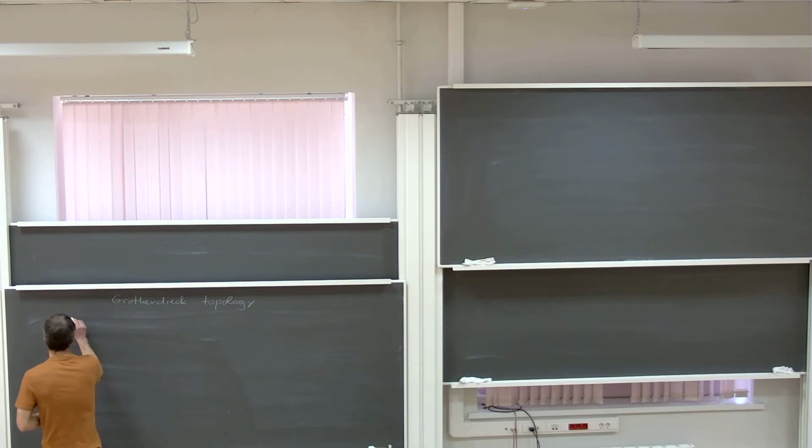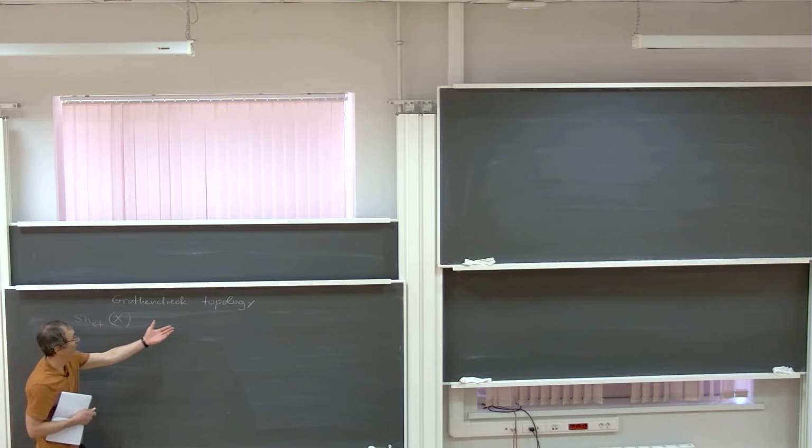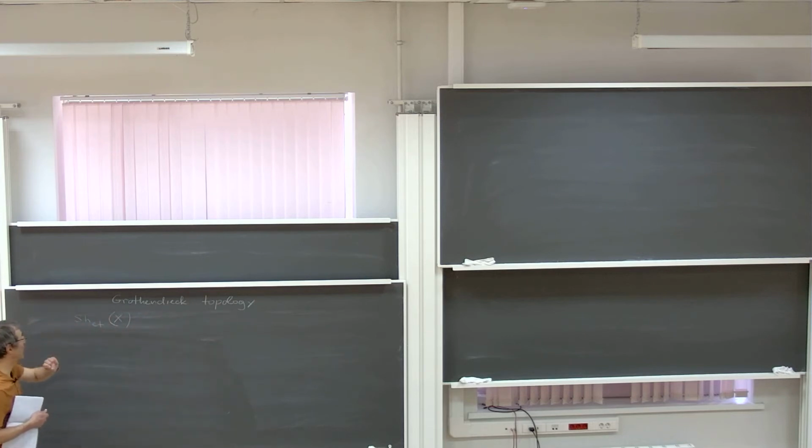So what we want to define is the category of Étale sheaves on X. The definition suggested by Grothendieck is very beautiful, very short, and it's based on a generalization of the notion of topology, of the notion of topological space, if you wish. So the idea of this definition is the following.